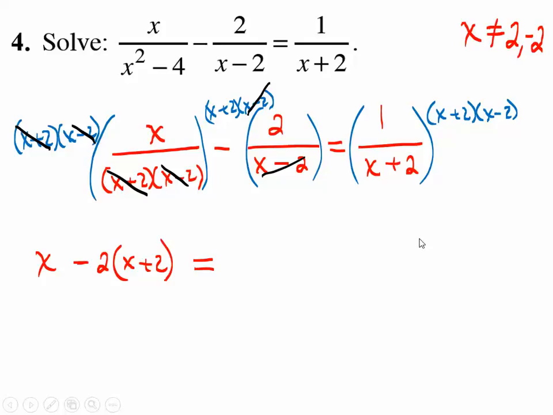Let's go on this side. What cancels here? x plus 2, and then we've got x minus 2 times 1, which is x minus 2. All right, the rest should be easy. All yours.